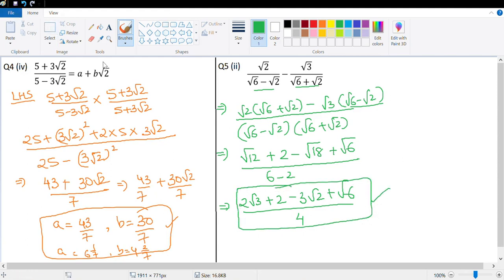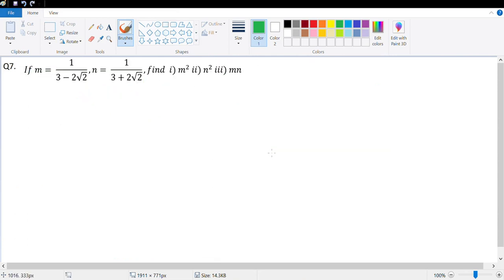Let's look at the next one. The next question was question number 7. Question 7 says, if m is equal to something, n is equal to something, find m square. Let's rationalize m first. Or I could make m square first and then rationalize. Let's rationalize m first. So m is equal to 1 upon 3 minus 2 root 2. Rationalizing it would mean I rationalize it with 3 plus 2 root 2 upon 3 plus 2 root 2.